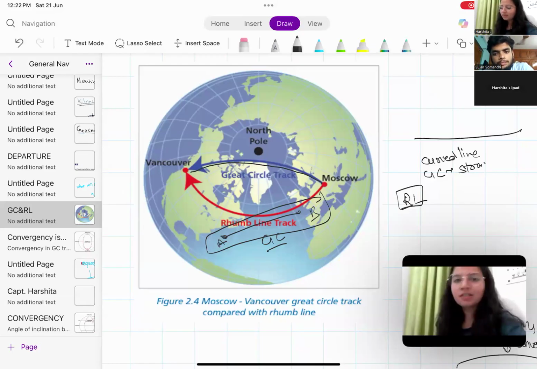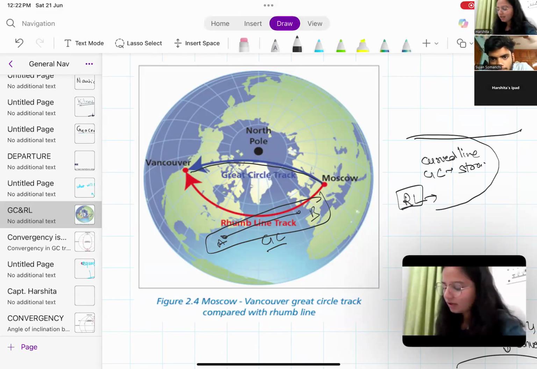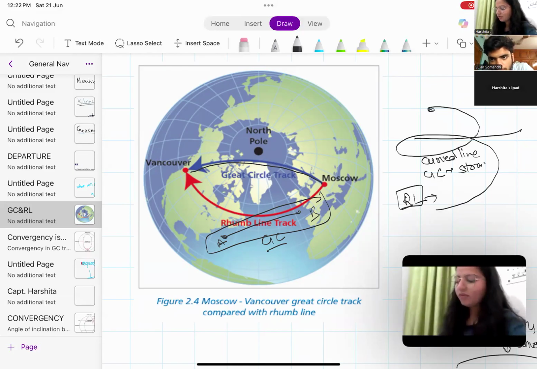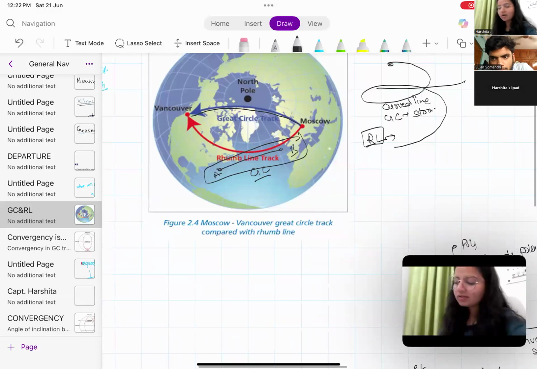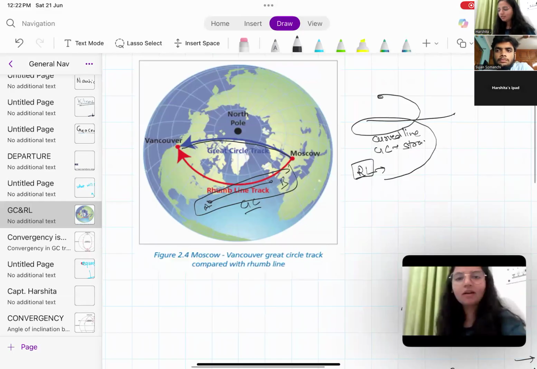But when you draw this diagram, when you just imprint the Earth on paper, on a chart or on a map, these lines become different. The rhumb line is drawn as a straight line on a Mercator chart, and the great circle is drawn as a curved line on the Mercator chart. In the northern hemisphere, it is curved concave towards the equator. In the southern hemisphere also, it is curved concave towards the equator.